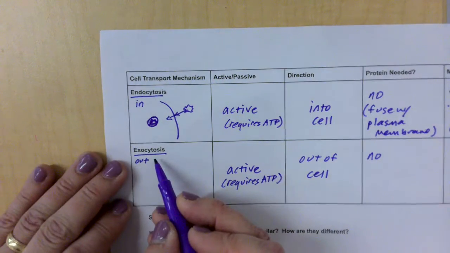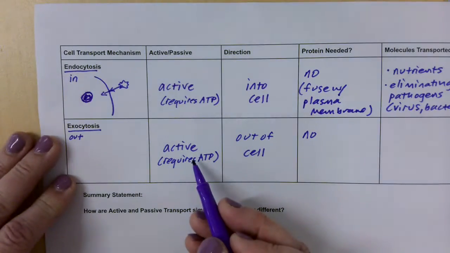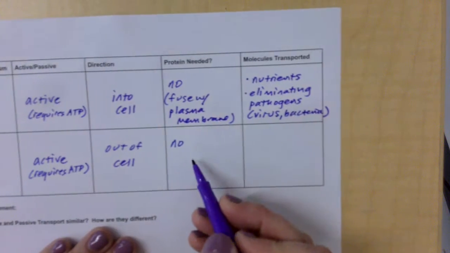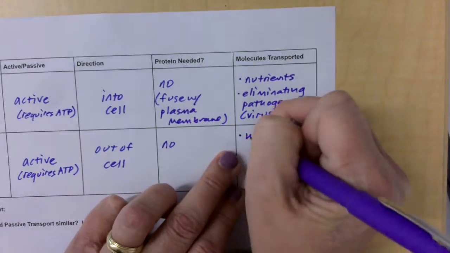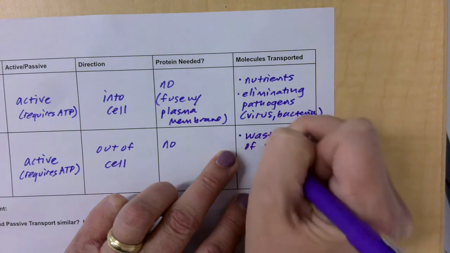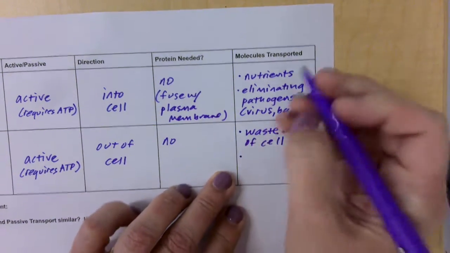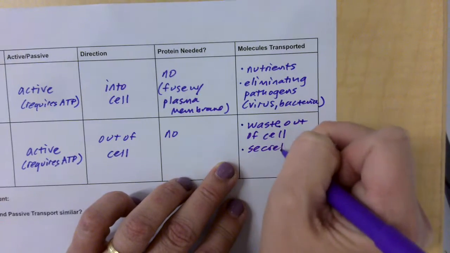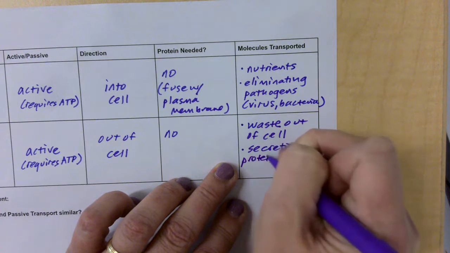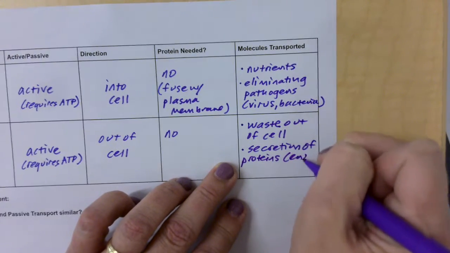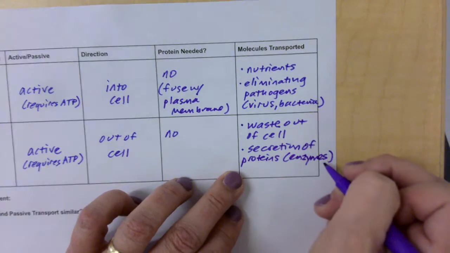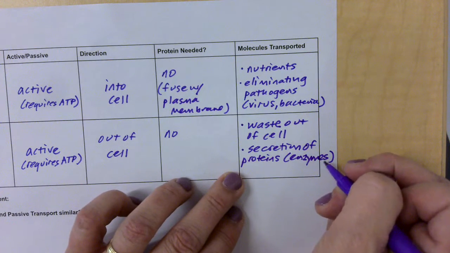The other process, exocytosis, again, requires ATP. This is exiting the cell. There's no protein needed. And again, the molecules that are transported out are waste. So waste will go out of the cell. Okay. Another thing, too, is secretion. There is a secretion of proteins that comes out of certain cells, specifically proteins like enzymes will be secreted wherever they're needed, especially in the digestive system.